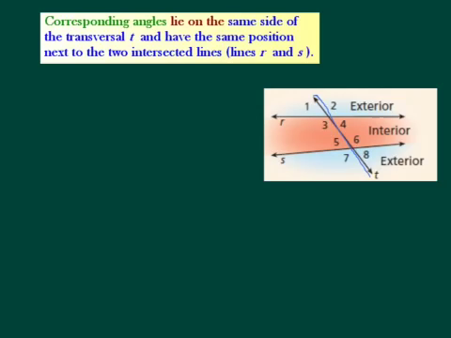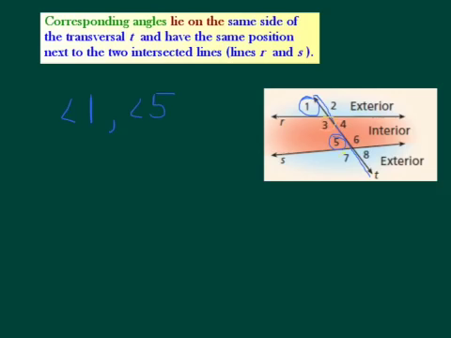So let's take a look at what that means. Angle 1 right here is on the top side of line R, and angle 5 is on the top side of line S. They're both on the same side of the transversal T. So angle 1 and angle 5 are corresponding angles. There are 3 other pairs of corresponding angles on this picture. Let's take a look at what those are.